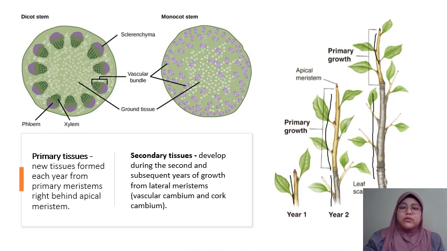So trees undergo secondary growth because of a change in the vascular cambium. The secondary tissues produced by the vascular cambium are called secondary xylem and secondary phloem. We'll have a look at that later.